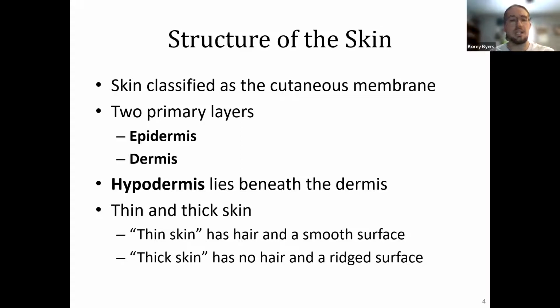Not all skin is the same. You have certain areas of the body that are thick and certain areas that are thin. Generally speaking, thin skin has hair and a smoother surface, whereas thick skin, like the palms of your hands or the soles of your feet, usually has no hair and, if we could zoom in, has more of a ridged surface. Because they do different things. If you have a different structure, you have a different function.